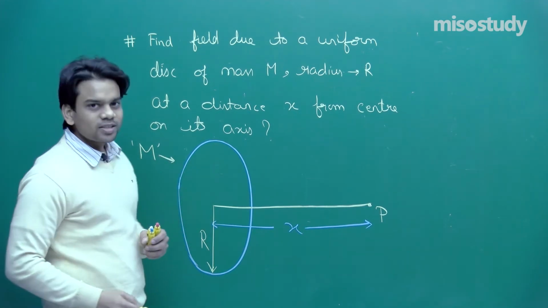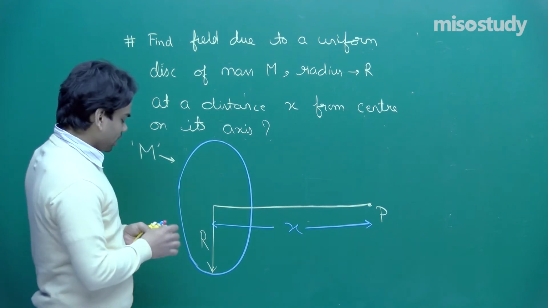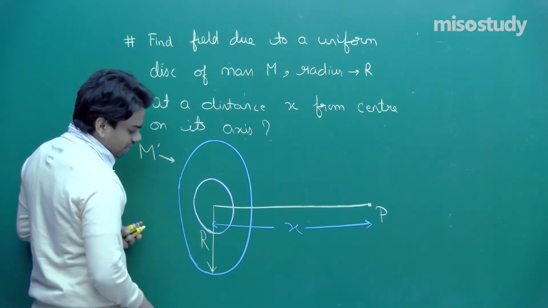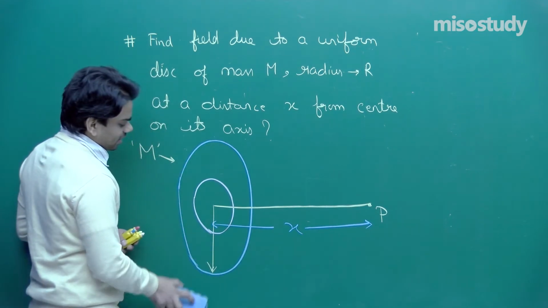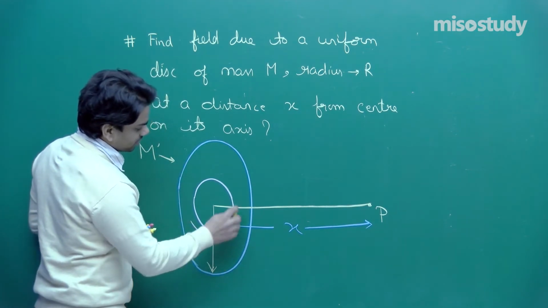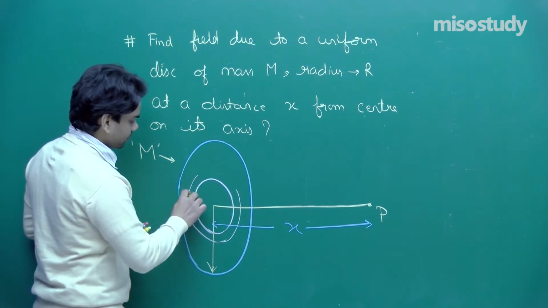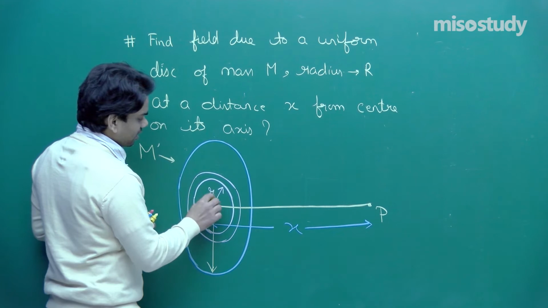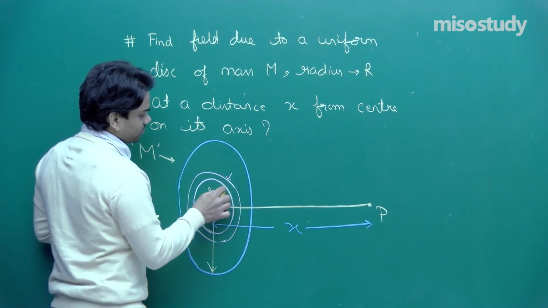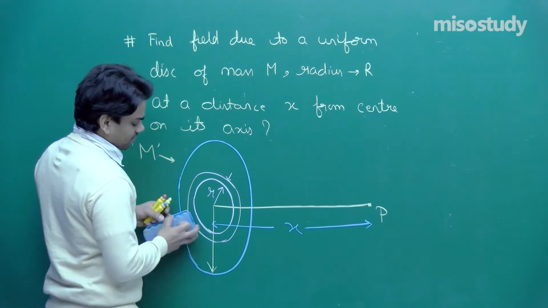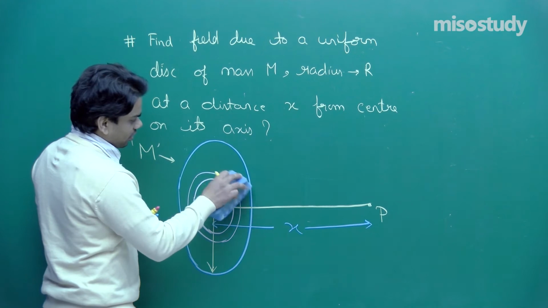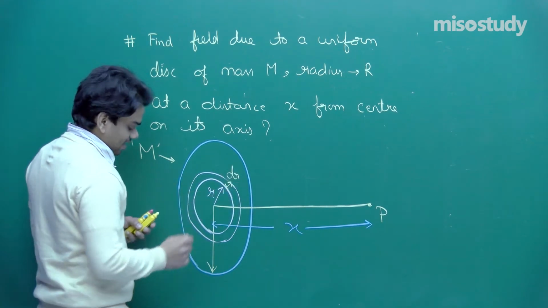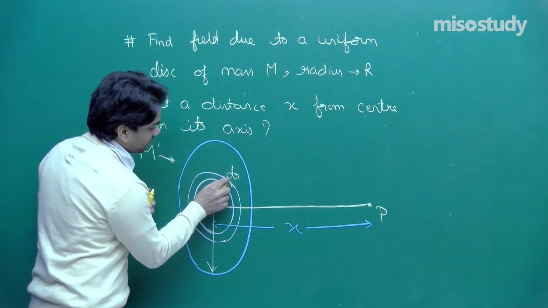We can use the concept of field strength due to a ring. So what we can do is draw a ring on its surface, whose radius can be taken as small r and width dr. We can take a ring on the surface whose radius is small r and whose width is dr. I believe you can all clearly see that the width is given as dr.